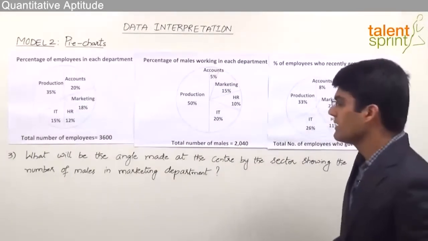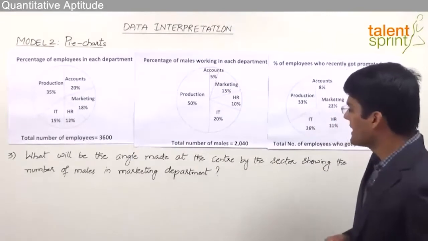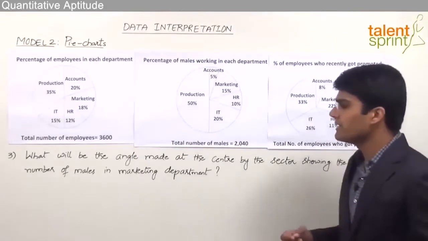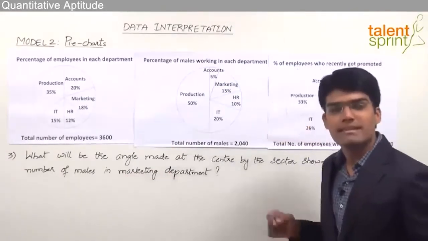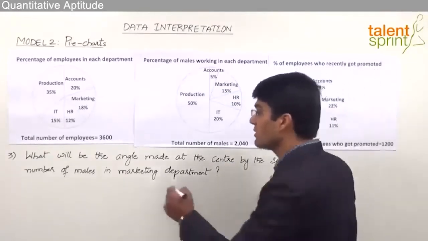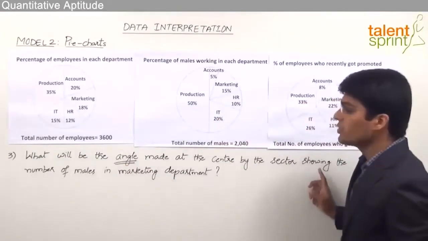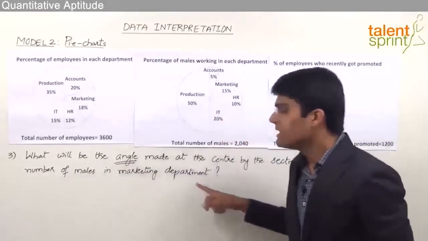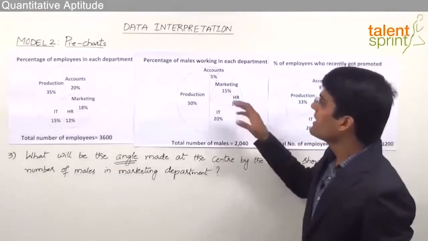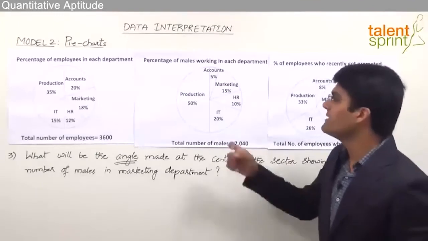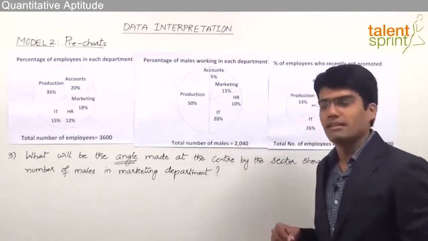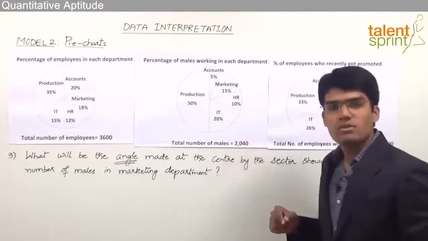The third question here is, what will be the angle made at the center by the sector showing the number of males in the marketing department? So we need to find out the angle that will be made at the center by the sector which shows the number of males in the marketing department. We know that the percentage of males is shown by the second pie chart here, and the total number of males is 2040.